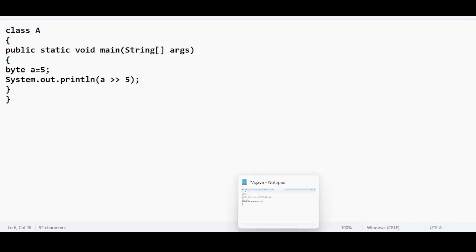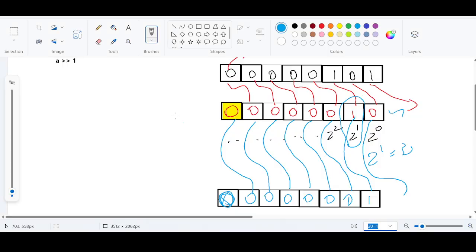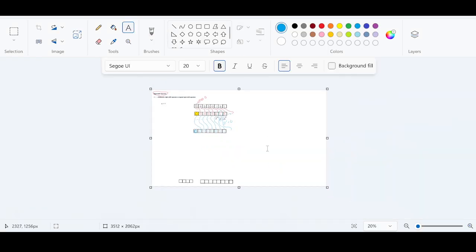Every time the actual number is getting divided by 2. Focus here.